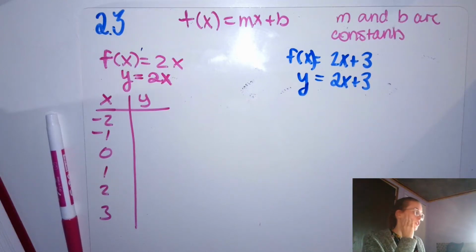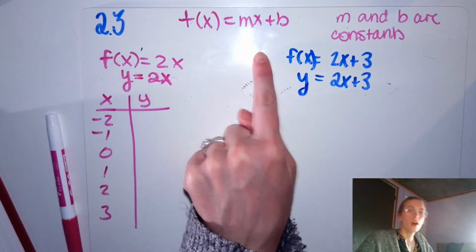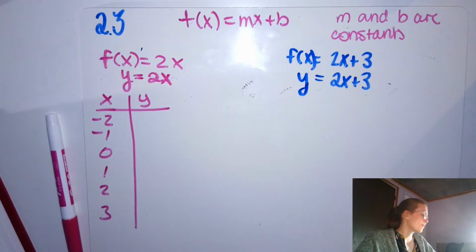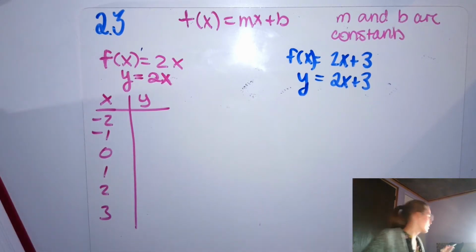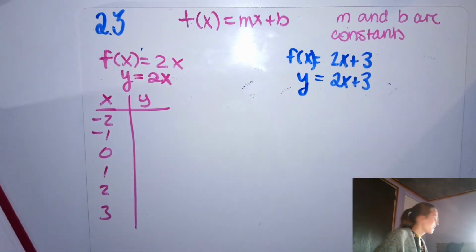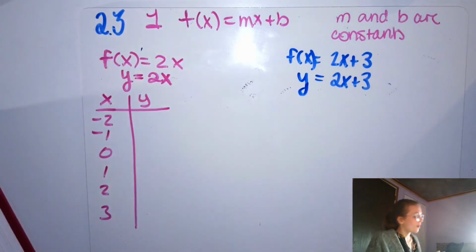Okay, this is section 2.3, and we're looking at functions of the form f of x equals mx plus b, where m and b are constants. These are linear functions. Okay, so we've got these two. This is example 1, in part A. So we've got these two different functions, and we need to graph them.